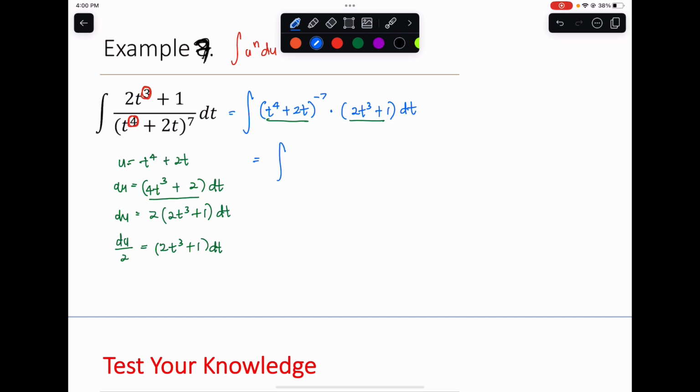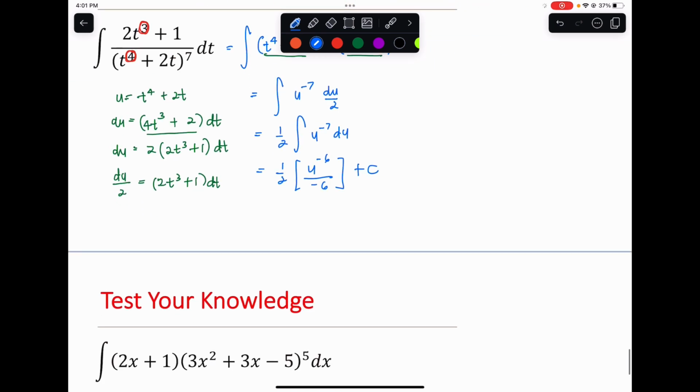And so this would be u raised to negative 7, and then 2t cubed is du all over 2. So we'll have 1/2 the integral of u raised to negative 7 du. So 1/2, u raised to negative 7, so negative 7 plus 1 is negative 6, all over negative 6, plus c. And that's our answer then.